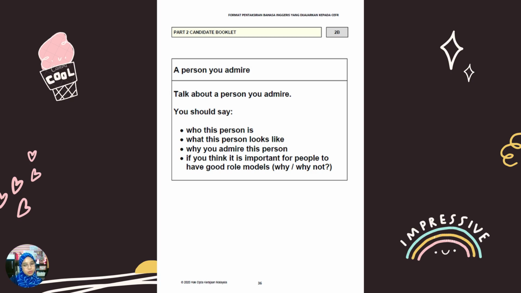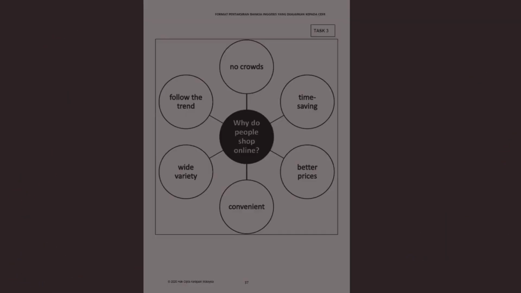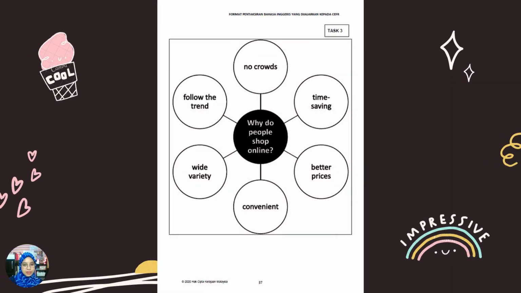Okay, so that is part 2, individual. Okay, next one for part 3. Okay, the final part for the speaking paper. This one is a pair discussion, in which candidate A and candidate B need to discuss a topic together. For example, here we have, why do people shop online?